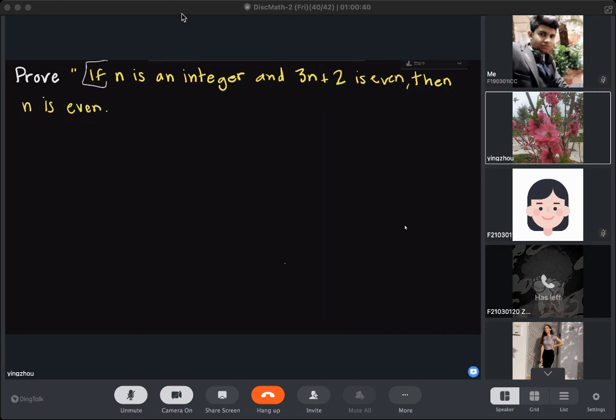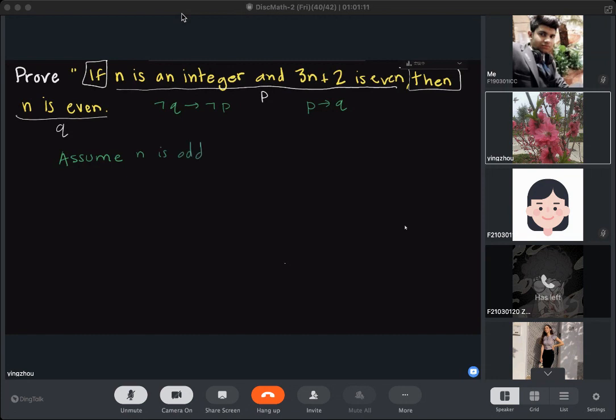So again, I'm still working with this thing, if P then Q. So here's P, here's Q, and in a proof by contraposition, I'm going to assume not Q, and show that that implies not P. That's going to tell me if P then Q is also true. So I'm going to assume N is not even, and assume N is odd. If N is odd, then N can be written as 2k plus 1 for some integer k.